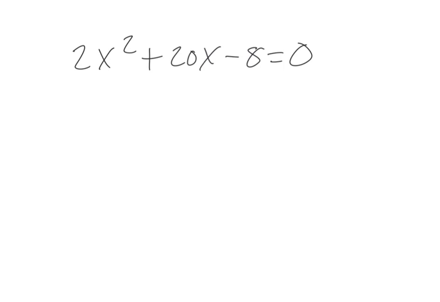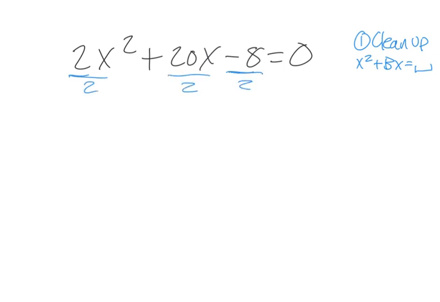Let's look at another example. So the next example we're going to look at, we're going to start by cleaning up. And again, I want this to look like x squared plus bx is equal to something. This time I notice I've got a 2 in front and I've got a minus 8 there. Let's deal with that 2 first. And to deal with 2x squared, I'm going to divide everything by 2. So that's going to give us x squared plus 10x minus 4 is equal to 0.